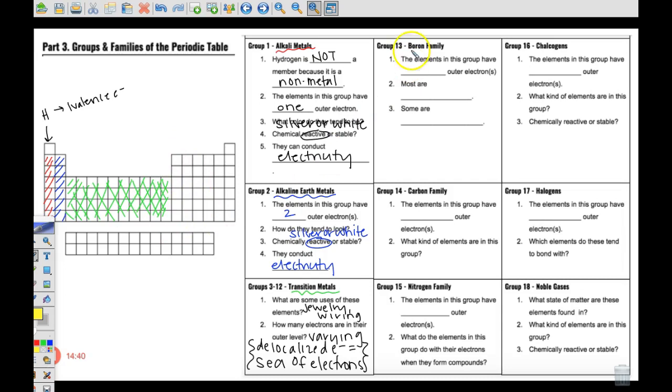Going into group 13 is the boron family. This is where things are getting a little less clever, and that includes everyone in column 13. All the elements, metalloid or metal, have 3 outer electrons, and most of these elements are metals, except for boron. So instead of some are, we can say one is a metalloid.